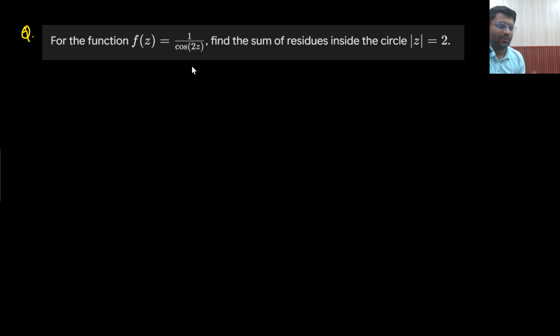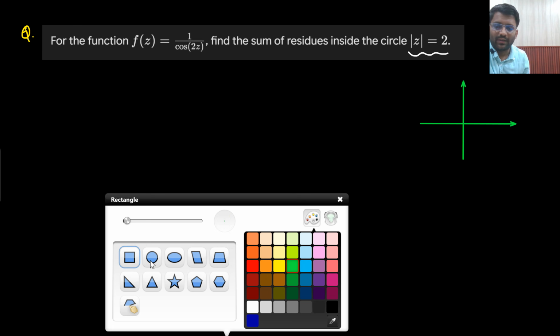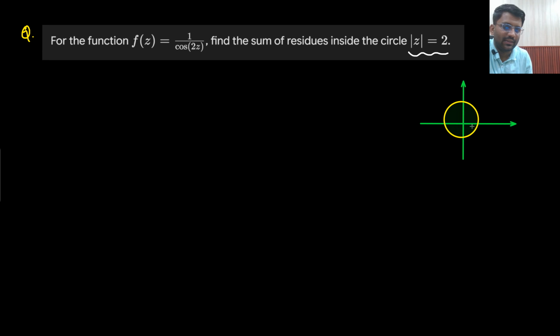Try solving this question on your own. f(z) is 1 by cos 2z. You need to find the sum of all the residues lying inside this circle. That means it is a circle of radius 2, very simple. I can draw the circle easily. So this point will be (2, 0) and this point will be (-2, 0).